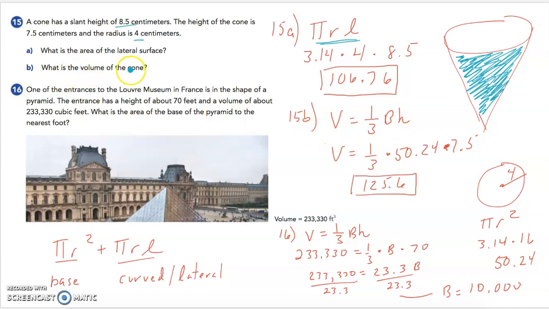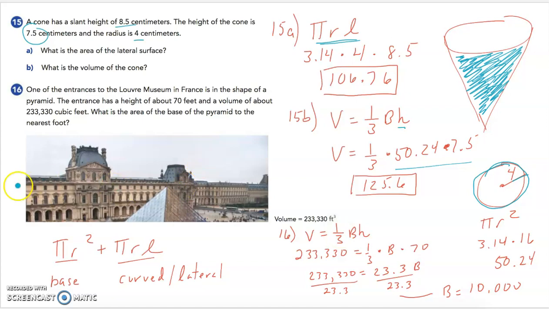For 15b, this is what's the volume of the cone? That's going back to volume equals 1/3 area of the base times height. So volume equals 1/3 times 50.24 times 7.5. So the 7.5, that's the height. So that goes in there for the h. But I got the 50.24 because, again, I have to find the area of the base. And the area of the base is a circle with a radius of 4. So again, I'm just going to do pi r squared. So 3.14 times 16 is 50.24. I multiply these two together, divide by 3, I get 125.6.